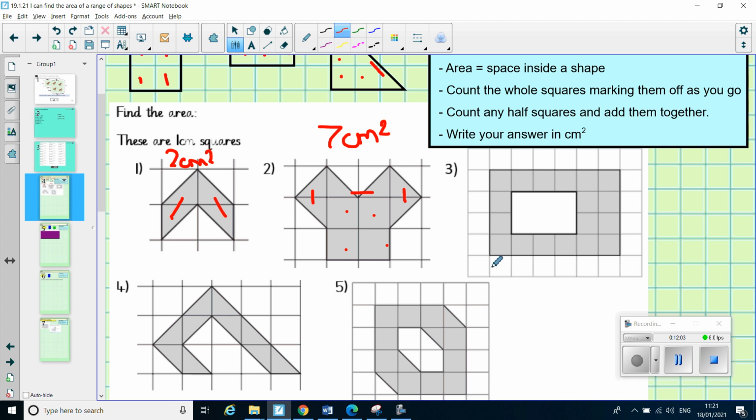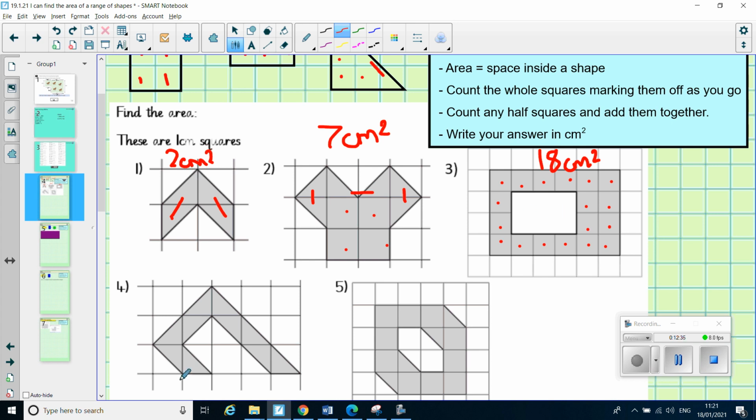Okay, question 3. This question is taken from a stats paper a couple of years ago. Again, we just need to count the squares. 1, 2, 3, 4, 5, 6, 7, 8, 9, 10, 11, 12, 13, 14, 15, 16, 17, 18. So my answer is 18 centimetres squared. Don't need to count these squares inside because they're not shaded.